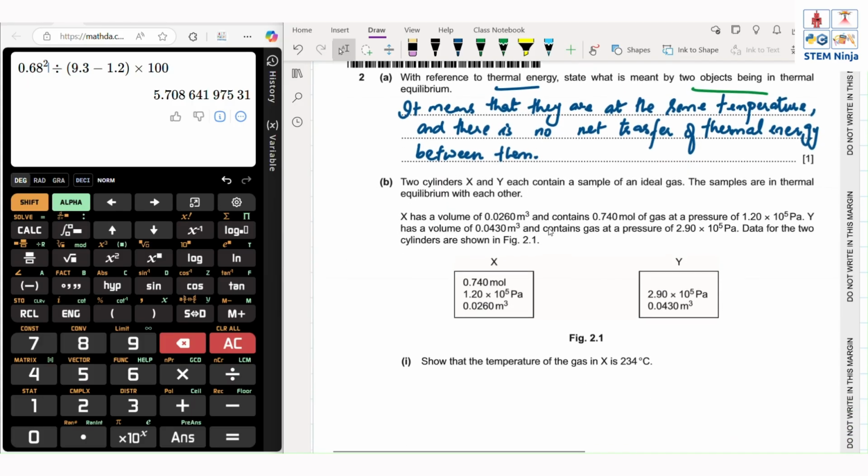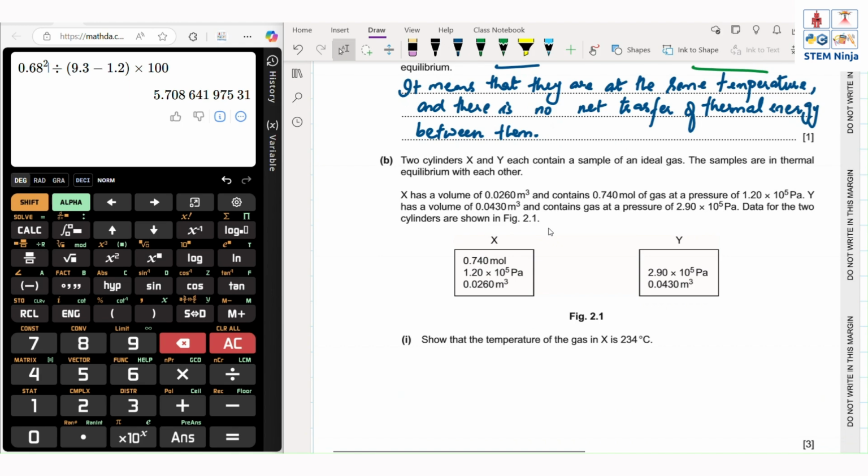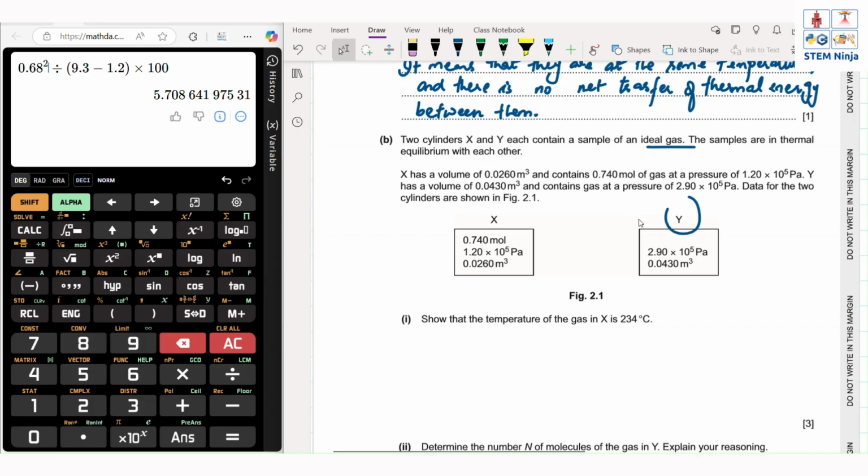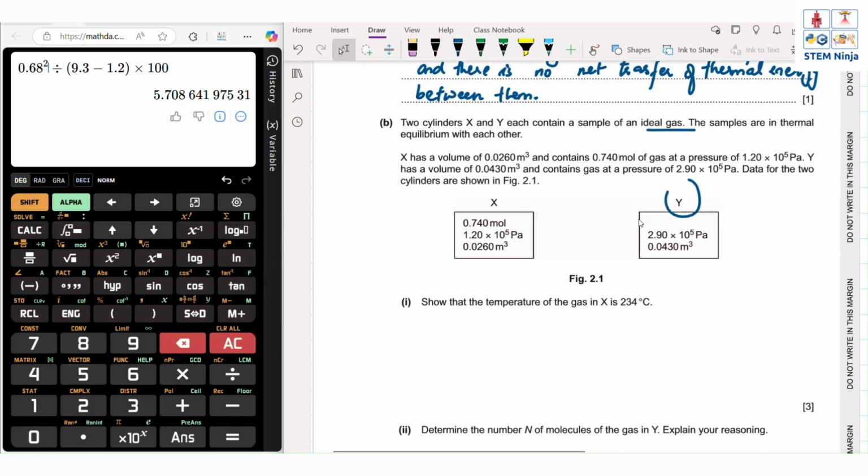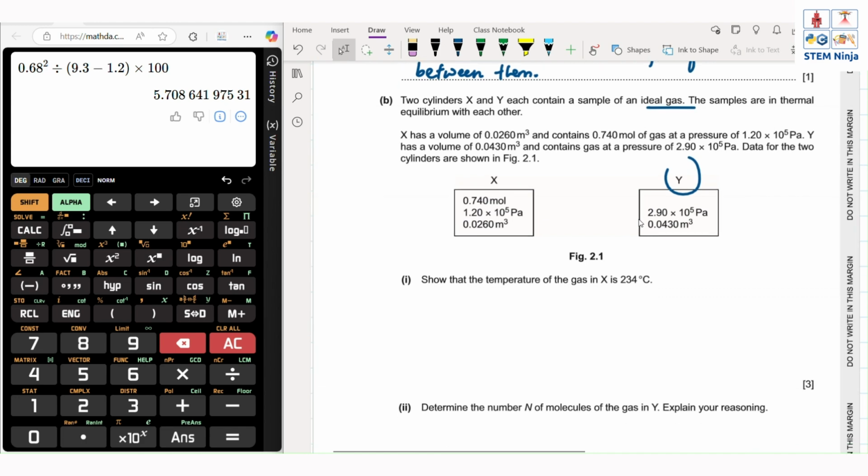Two cylinders X and Y each contain a sample of an ideal gas. The samples are in thermal equilibrium. Thermal equilibrium means at the same temperature, and obviously ideal gas. X has a volume of this, contains 0.74 moles of gas, pressure this, and Y contains volume this, pressure this. Data for the two cylinders show that the temperature of the gas in X is 234 degrees Celsius.